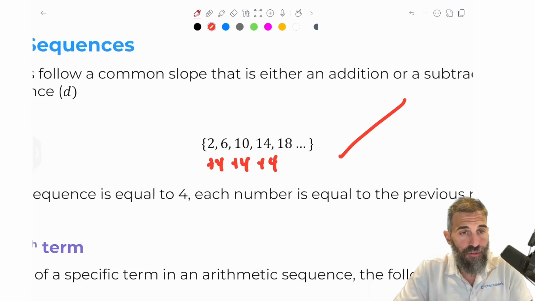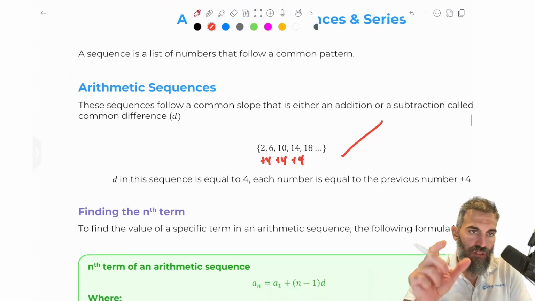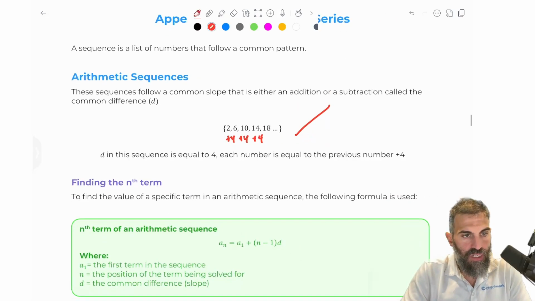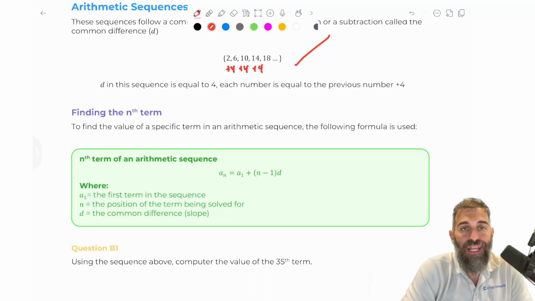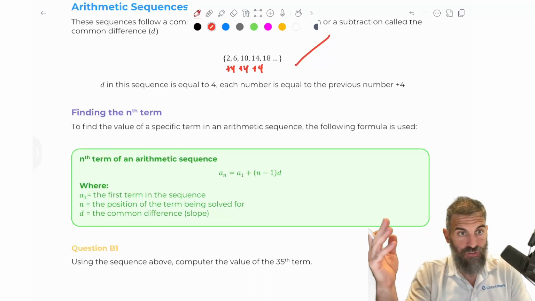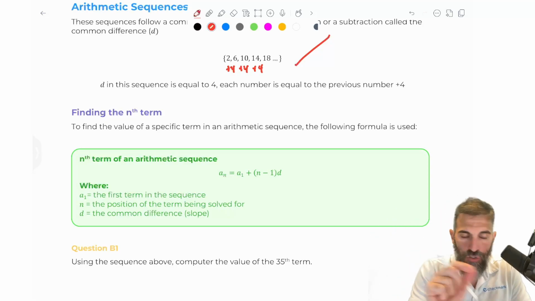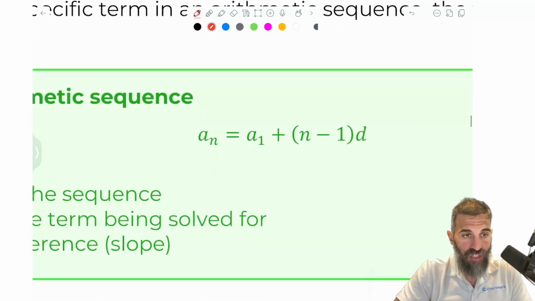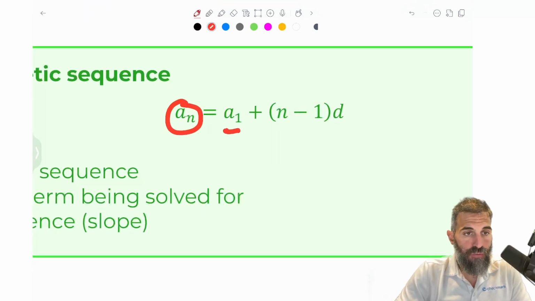You see, this is linear. It could also be negative, or it could have been minus 4, minus 4, minus 4, but the point is that it has a slope, okay? So the first thing you have to be able to solve for is the nth term. What I mean by nth term is like the 17th term, the 33rd term, the second term, right? Like a specific term in the sequence. And here's the formula that you want to use. The nth term is the first term of the sequence, A1, that little 1 is the first term of the sequence, plus n minus 1, and then d, that's the slope.